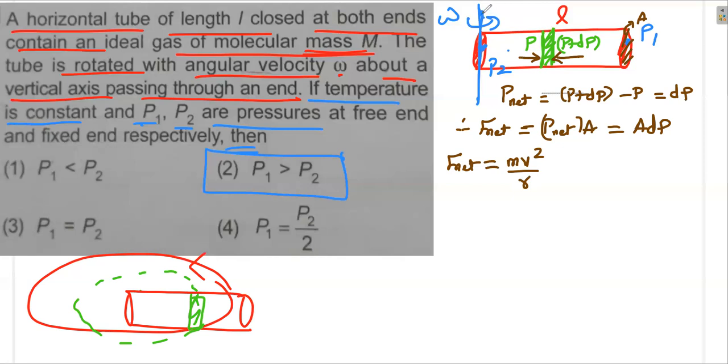I mean, this radius. So let's say this is at some distance x. Okay, and this thickness is dx. So the radius here will be x. I hope this is clear.